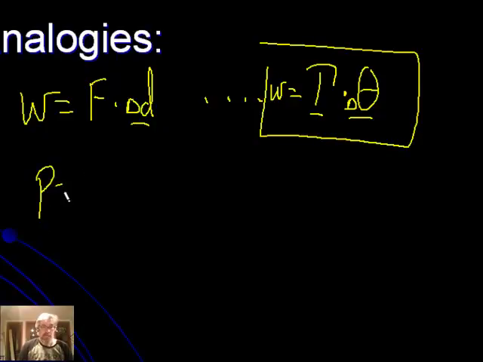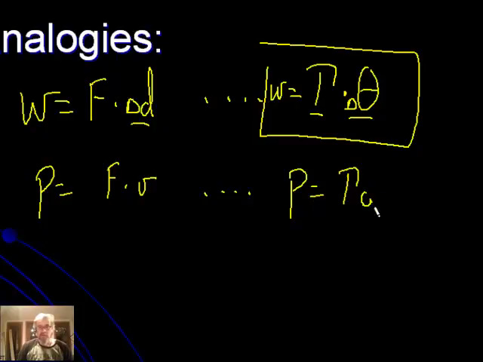And then power, well, power is equal to force times velocity. So using that equation, power in a rotary system is going to be equal to torque times angular velocity, torque times omega. So also could go in your toolbox.